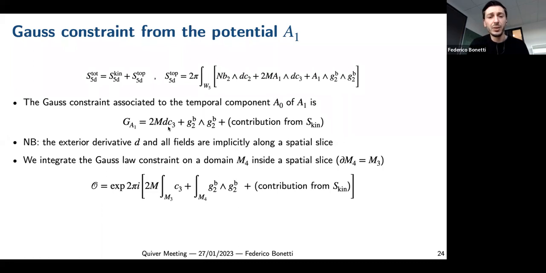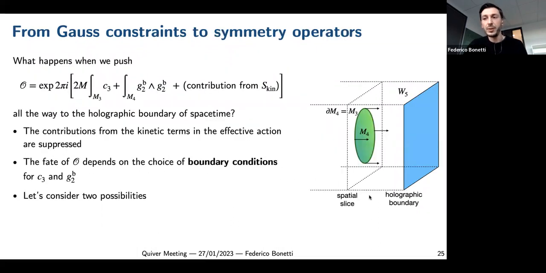And in the first term, since it's exact, it's convenient to use Stokes' theorem and write it as an integral of C3. So there's a holonomy, but the other term survives as an integral in 4 dimensions. And now that we have this object, the question is what happens in the limit where its fixed radial location goes towards the holographic boundary. Even though in general there are contributions from the kinetic terms, those are going to be suppressed. And therefore, all we need are these two terms that are topological.